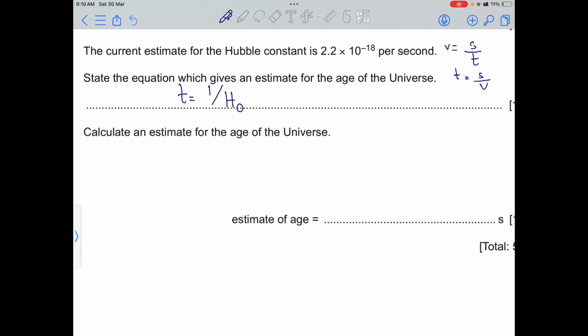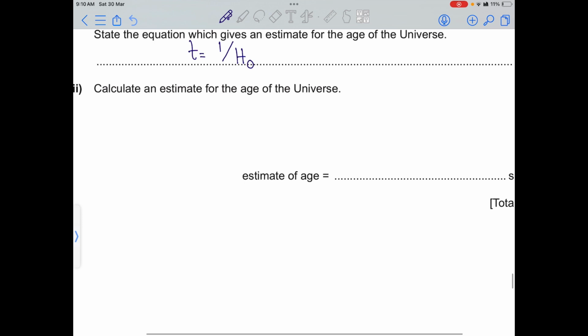I hope this is clear. This is the equation that you need to remember for this. The Hubble's constant H0 is the speed at which the object is moving over the distance from the Earth. If you rearrange this, that is your distance divided by your speed, you would get your time. That is 1 over H0.